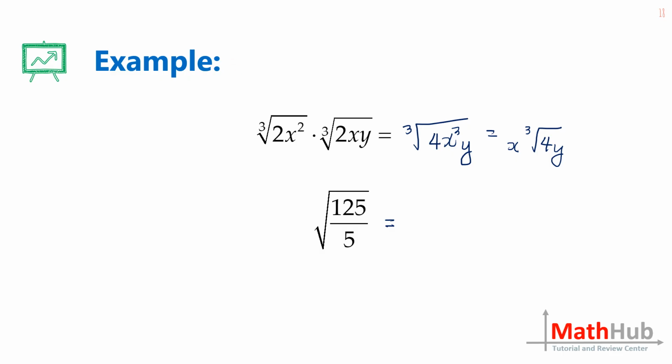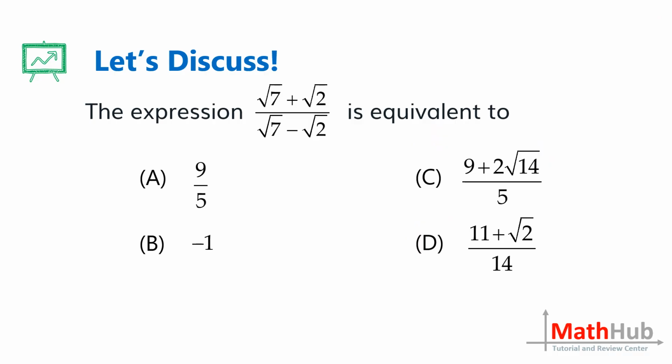So in this case, we now have 125 over 5 is equal to 25. So square root of 25 is 5.